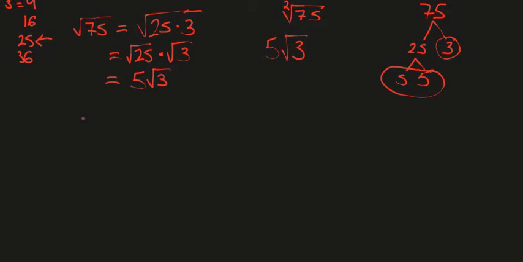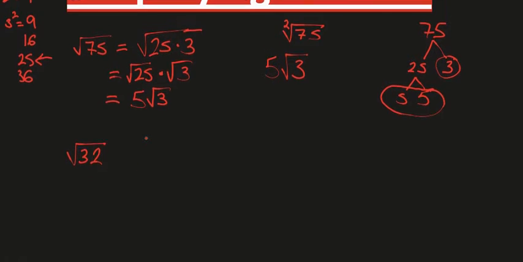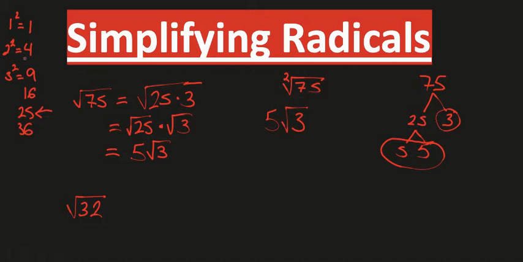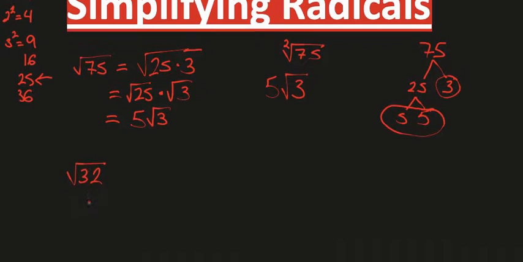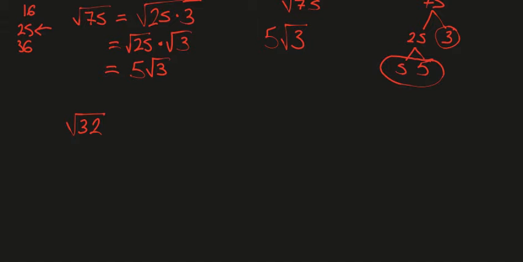Let's say we have the square root of 32. Once again, we can think about which numbers in this list is a factor of 32. We know that 4 is a factor, but the biggest factor that's a perfect square is going to be 16. 32 is 16 times 2. We can separate the square root when we have multiplication on the inside. And we know that the square root of 16 is 4, so we get 4 times square root of 2.